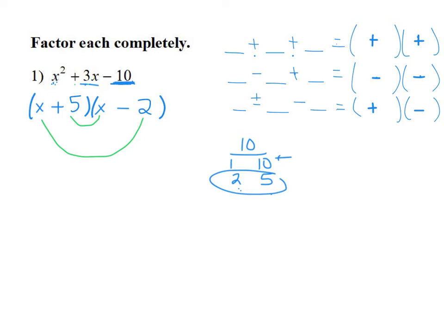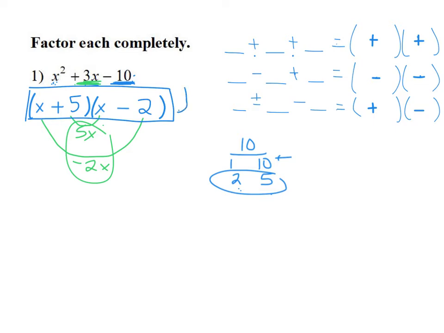But we just want to worry about the middle terms, because those are what we're trying to match here. We get 5x, and then we get negative 2x. If we combine those, we get a positive 3x, which lets us know we guessed, and then we checked it, it checked. So this is the factored form of this expression. We multiplied these two binomials together to get this trinomial.